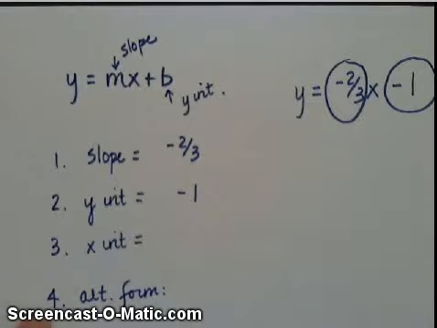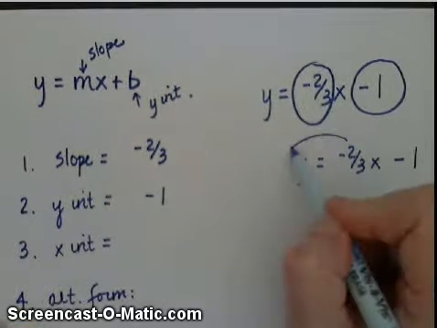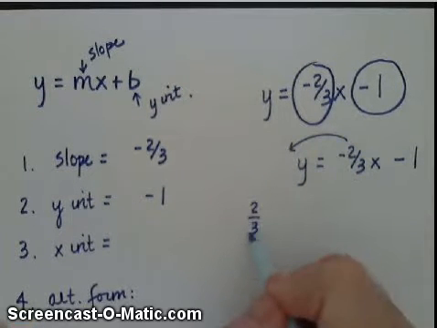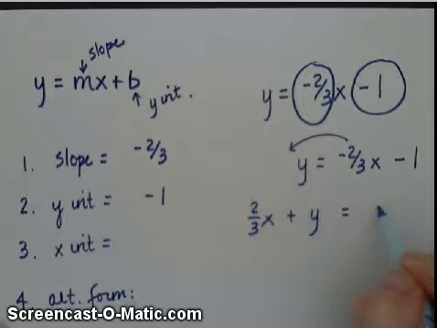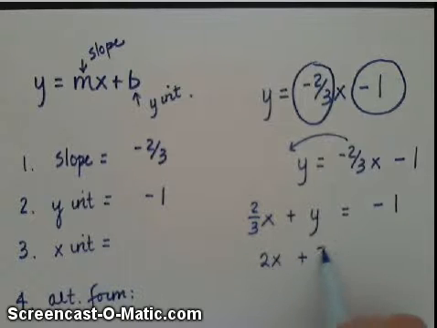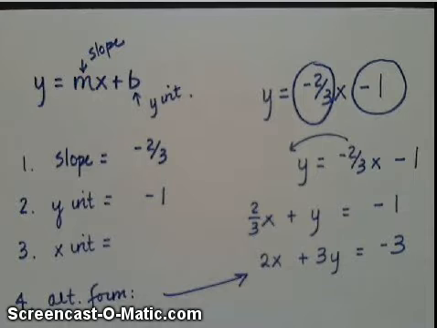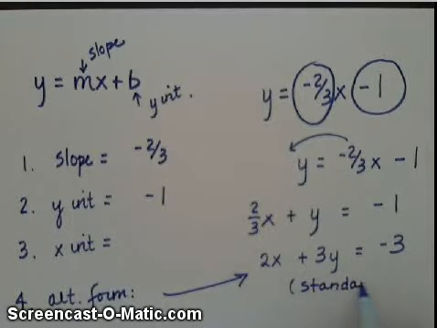Let's start with number 4, the alternative form. y is equal to negative 2/3 x minus 1. The alternative form would be the standard form, and to get that we're going to bring this piece over. Positive 2/3 x plus y is equal to negative 1. And then what we're trying to do is go to the standard form, which has no fractions. So we're going to multiply all the way through by 3, and this equation is going to become 2x plus 3y equals negative 3. Now this is your alternate form. This is standard form.